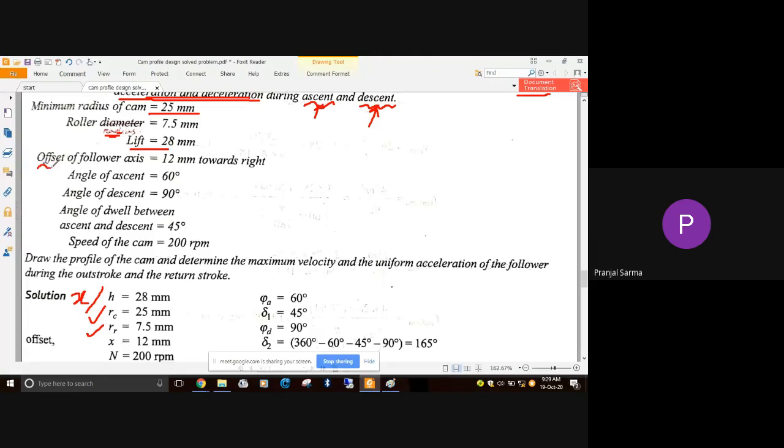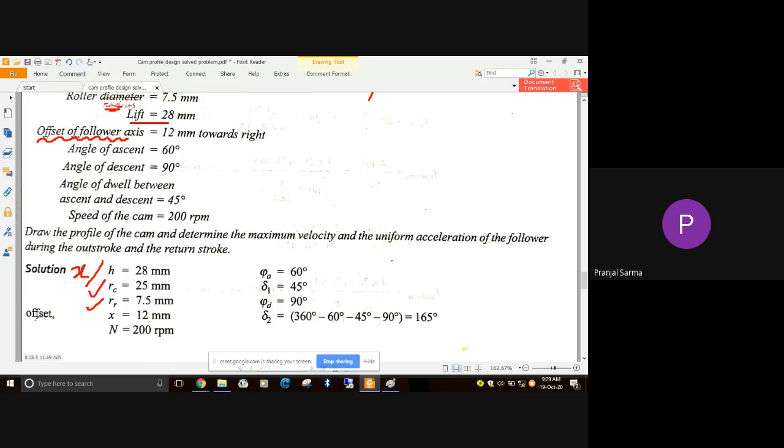Next, it is given that there is an offset of the follower axis. From here we automatically understand that it's not an inline arrangement of cam and follower, but an offset type of arrangement. Definitely, it's an offset type. That's why the offset value is given. You have to denote the offset. Here they are denoting it with X, so don't use X. Whatever nomenclature you use, just mention it. It is up to you. Offset 12 mm, and mention it is towards the right side. It may be offset to the left or elsewhere, but right now the offset is towards the right.